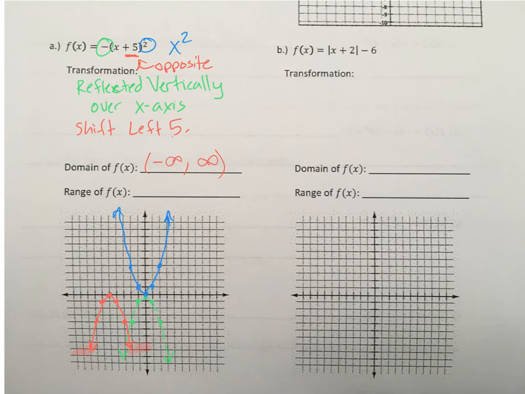And now the range has flipped over. So where the range before was 0 to infinity, it's now going to be 0 to negative infinity. But it is going to include that 0, so I need the hard bracket there.